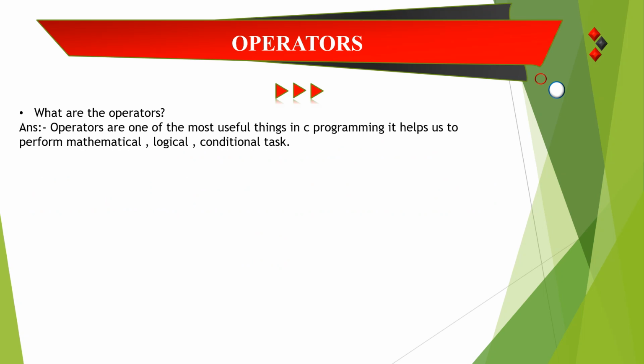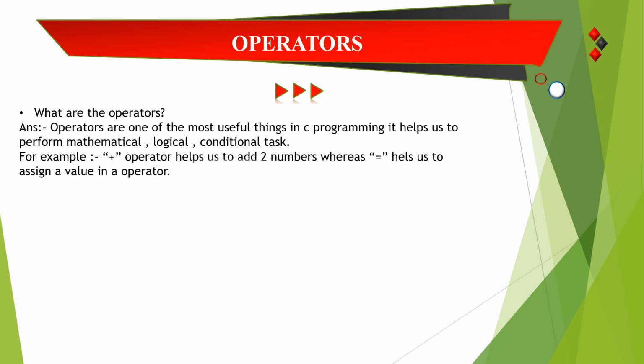And after knowing what operators are, we have to know what they are. Like plus is the operator which helps us to add two numbers. Here I have written two numbers, but it can help us to add two or more numbers. In C programming, there are not only mathematical operators, there are logical and conditional operators also. Like there is an operator called equals to. It is an assignment operator which helps us to assign a value in a variable. That will be in a variable, not in an operator. Don't get confused, I will rectify my mistake.